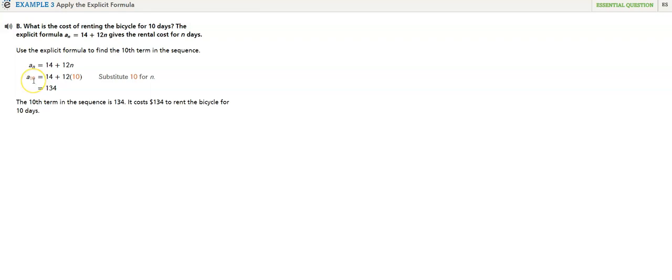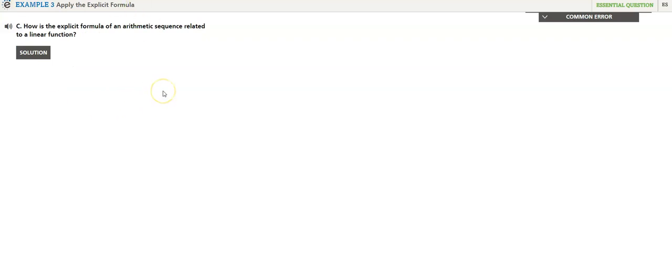So not only does our little subscript turn into a 10, but our n over here multiplied by 12 is also 10. 12 times 10 is 120, plus 14 is 134. So the 10th term in the sequence is 134, which means it costs $134 to rent a bicycle for 10 days.